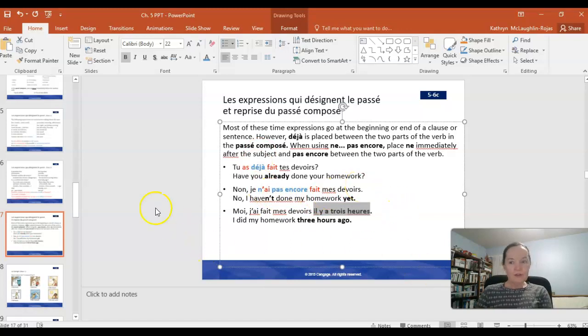Okay, so that gives you a little bit more vocabulary to use in conjunction with le passé composé, whether it's with avoir or être. It's the same. You use these expressions in the same way. So I hope this gives you a little bit more to work with when you're communicating in passé composé.